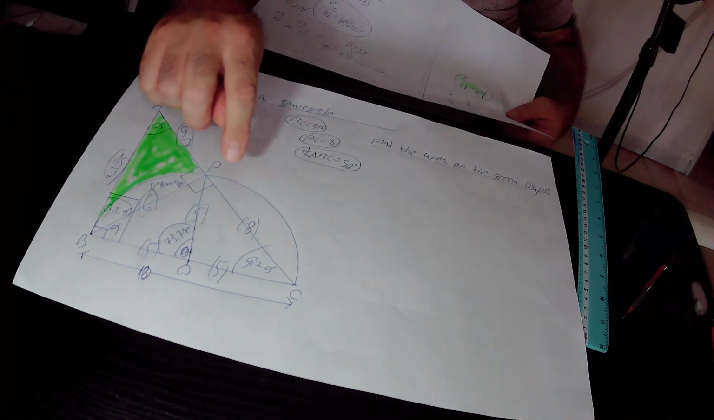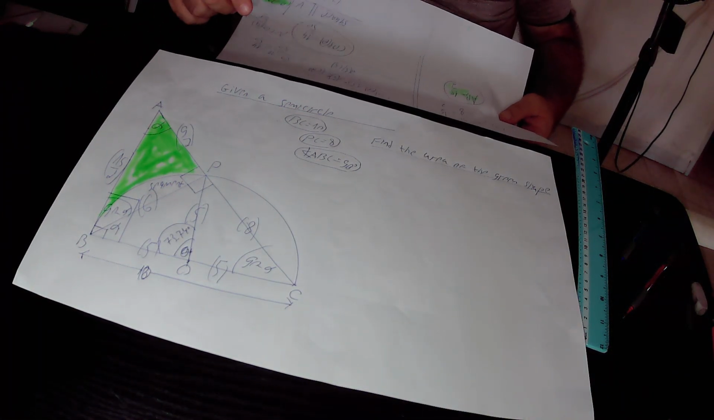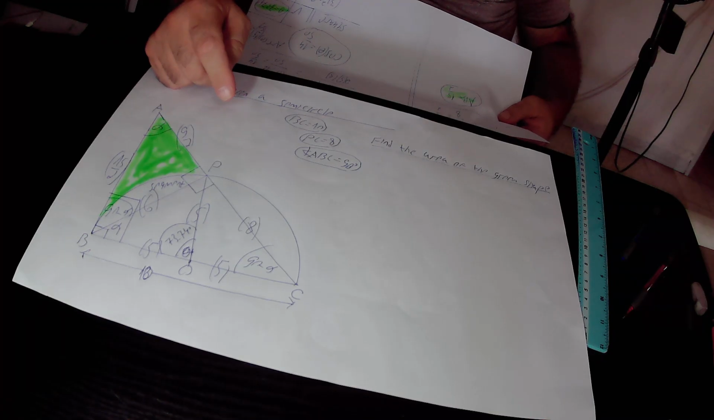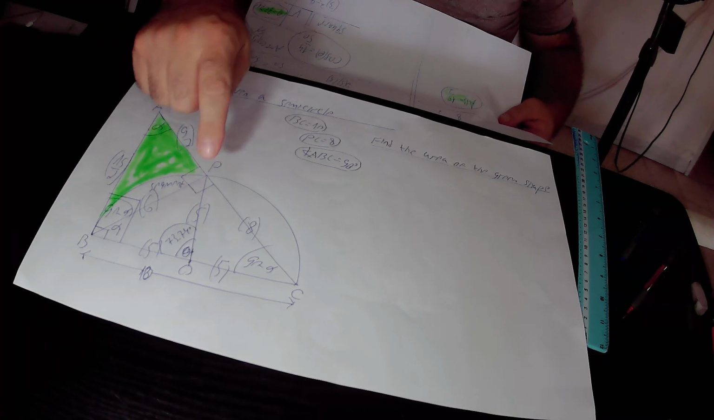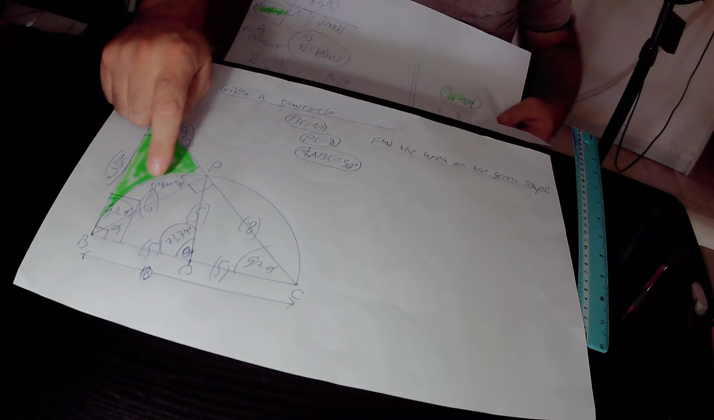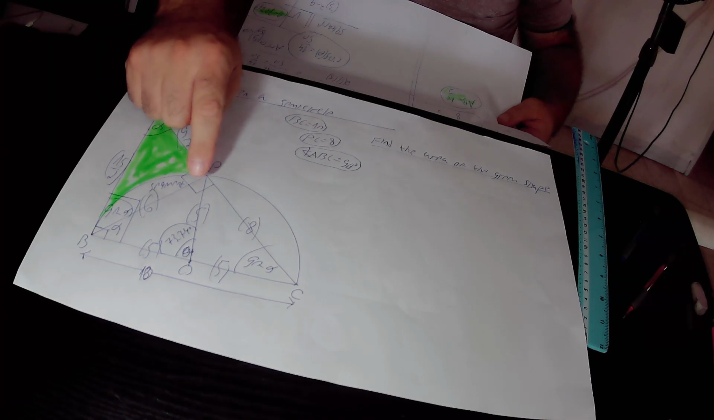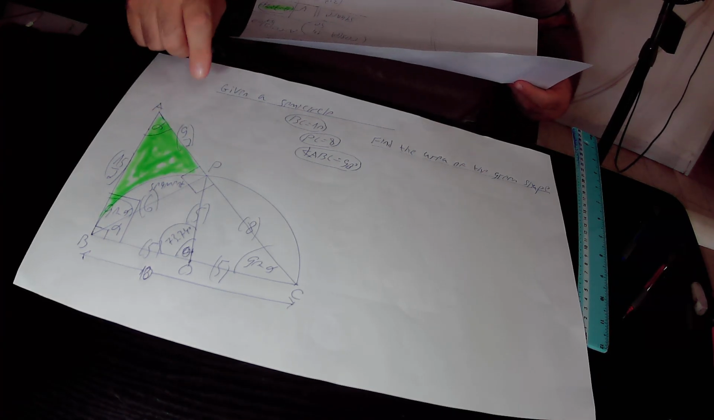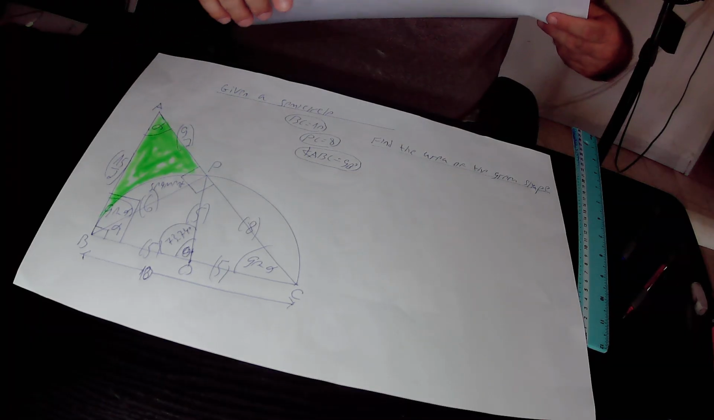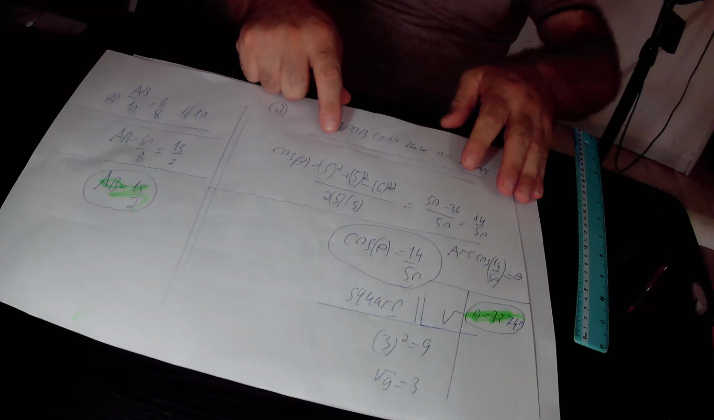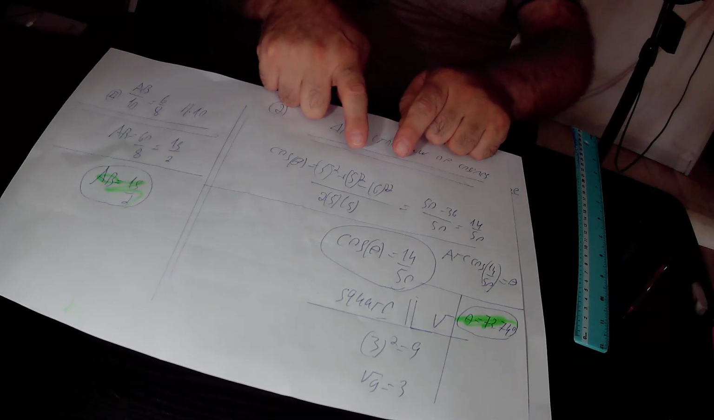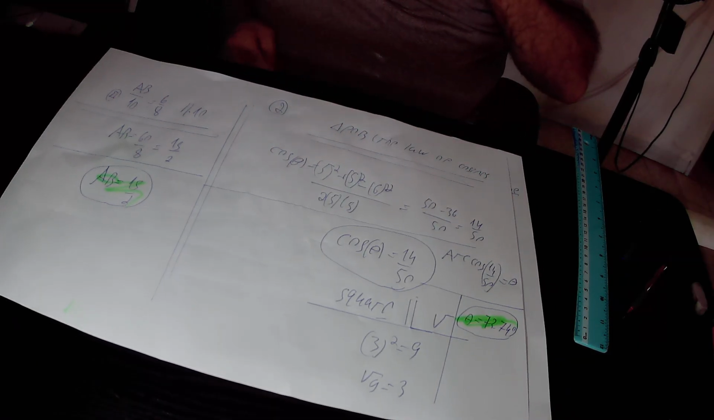So in the next step, we implement the law of cosines in this triangle POB. According to the law of cosines, in this triangle POB, cosine theta equals 5 squared plus 5 squared minus 6 squared over 2 times 5 times 5.